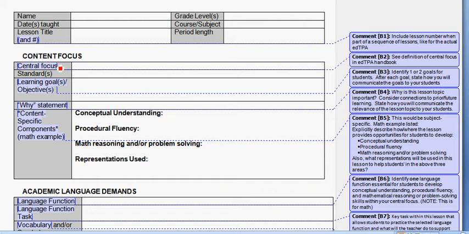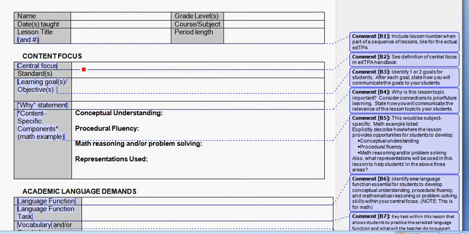So what you'll notice about this lesson plan template right away is we have some comments over here. This is meant to help you write the lesson plan, to fill it out. When you're done and you're ready to submit your lesson plan, you should delete all of these comments so they're not included or printed when you submit it. And I'll talk to you about how to do that at the end of this video.